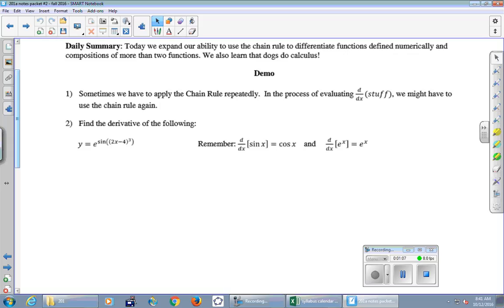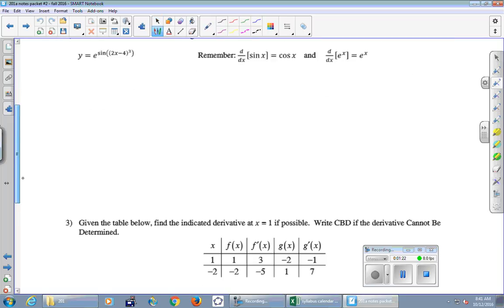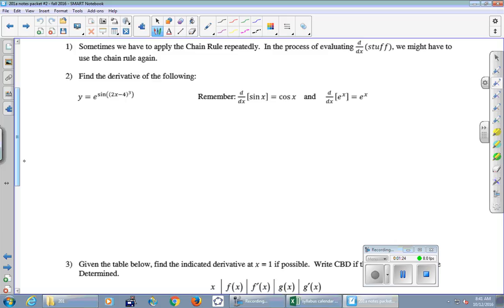Sometimes we have to apply the chain rule repeatedly. In the process of evaluating the derivative of the stuff, we might have to use the chain rule again. So let's see a couple of examples of that in number 2. Let's find the derivative of the following. So part A is just y equals e to the sine of (2x minus 4) cubed. And we're going to find the derivative of that entire thing. This is by far the most complicated thing we have taken a derivative of yet this semester. But we just have to follow the chain rule and the pieces will come out. Okay, let's give this a shot.